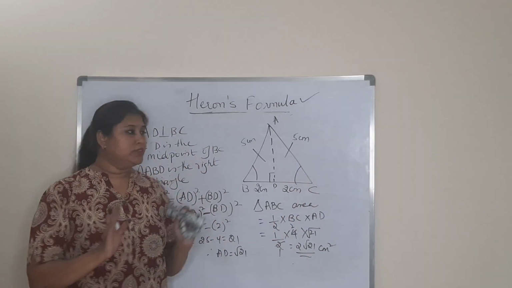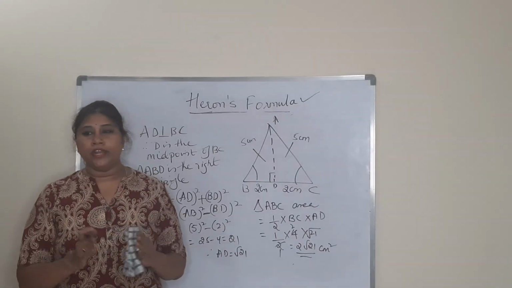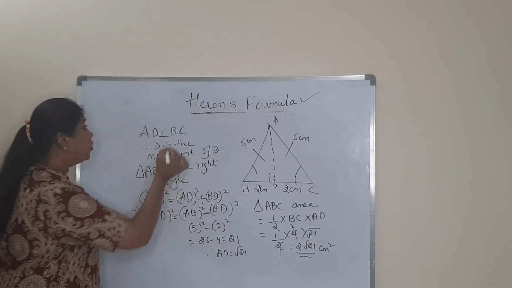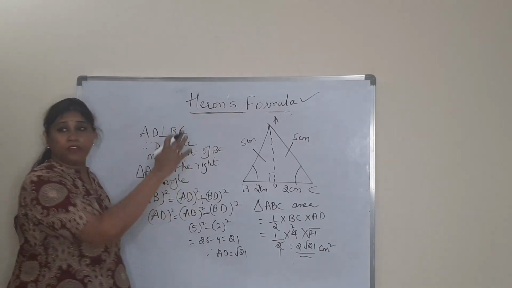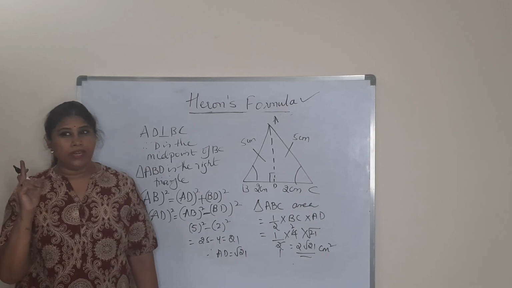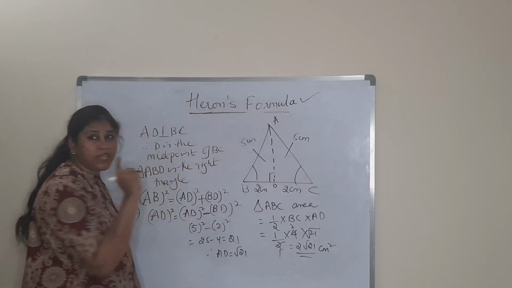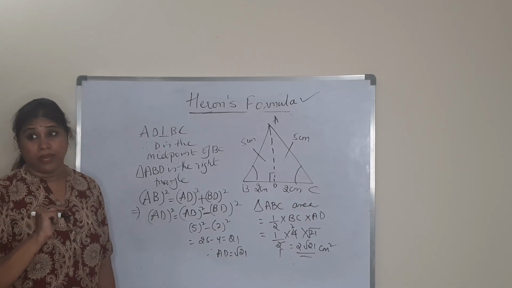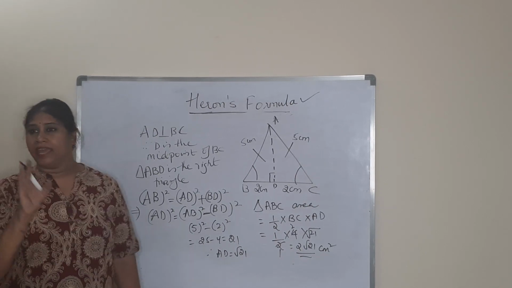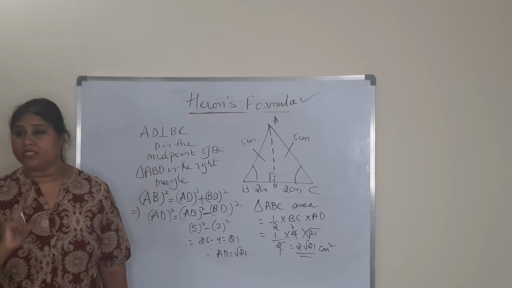Okay? So this is the way we understood it in our previous classes. We didn't know Heron's formula. That's why we used this kind of idea to get the area of the triangle ABC. Now we are going to use Heron's formula to obtain the area of triangle ABC when only the sides are given and the height is not given.